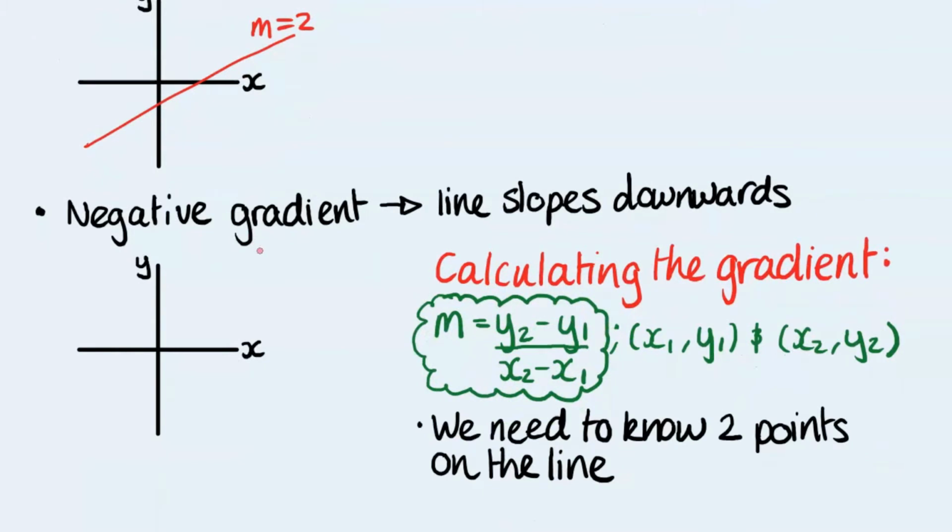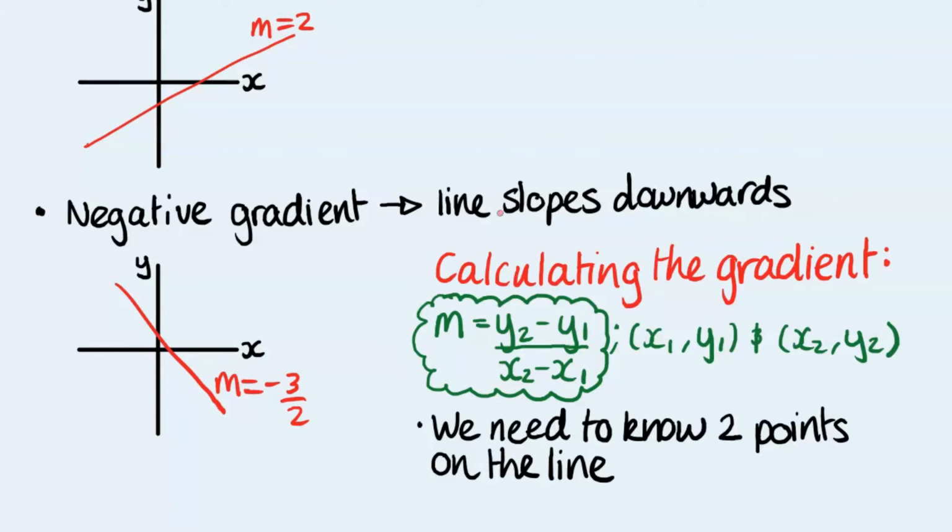Now, alternatively, if the gradient is negative, the line slopes downwards. Okay, so we can have something like this. So we can say that m is equal to minus 3 over 2. So any line that's sloping down the way, you have a negative gradient. Alright?